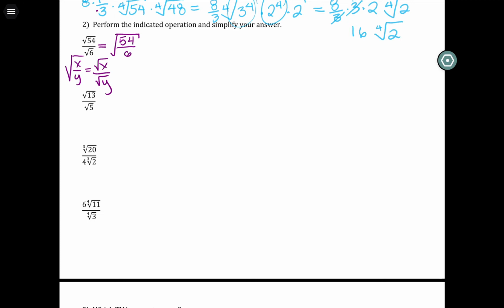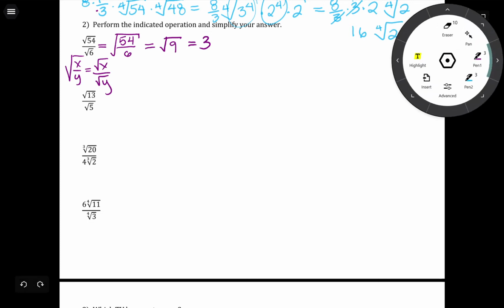The only reason I would want to do this is if I can then reduce the fraction, especially if things divide in evenly, which they do here. 54 divided by 6 is 9, which happens to be a perfect square. So, yes, you can rationalize denominators. You'll get the same answer as if you mush roots together. Sometimes mushing roots together doesn't help you at all. You just have to split them back apart and rationalize denominators, but it's an option to consider.